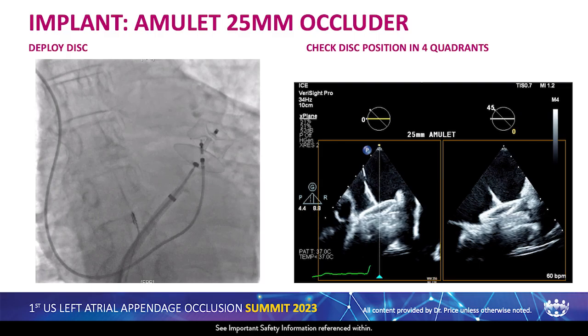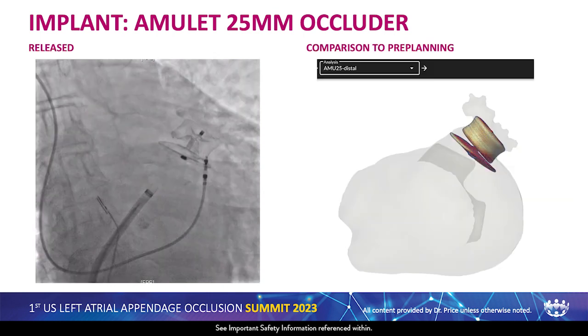And this is a final check after deployment of the disc. And you see here, again, I've planted it right up the disc axis. And these are 2 of the quadrants where, again, your lobe looks great, your disc looks good. And this is actually the final result after release. And this is the pre-planning, which looks exactly the same, I would argue.